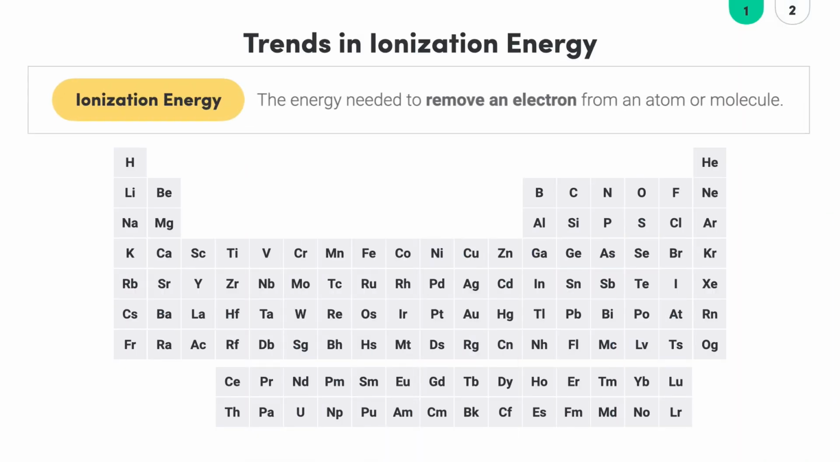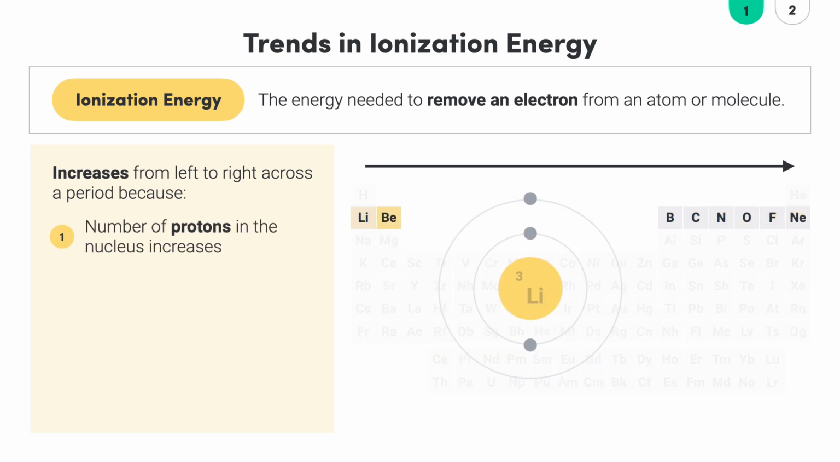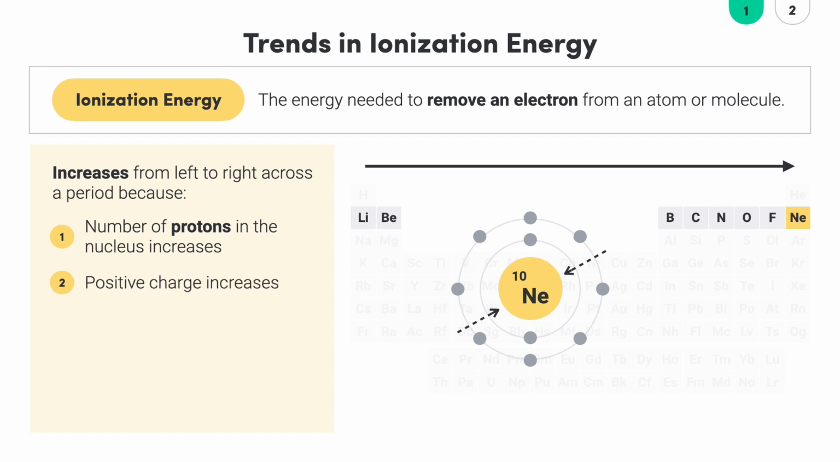First, we'll start by examining trends in ionization energy on the periodic table. Ionization energy is the energy needed to remove an electron from an atom or molecule. As we look at the periodic table, we can see that ionization energy generally increases from left to right across the period, the horizontal row. This is because as you move across a period, the number of protons in the nucleus increases, which increases the positive charge and pulls the electrons in closer. This makes it harder to remove an electron, so ionization energy increases.